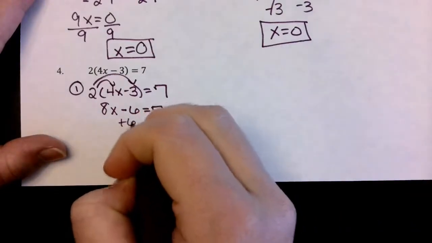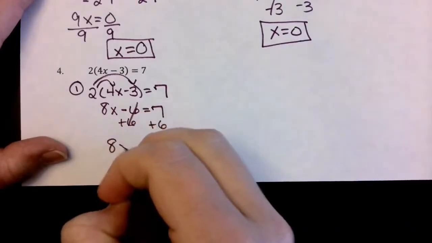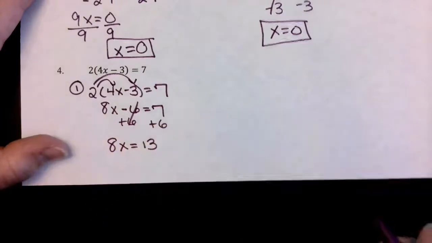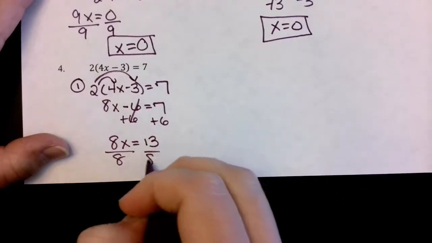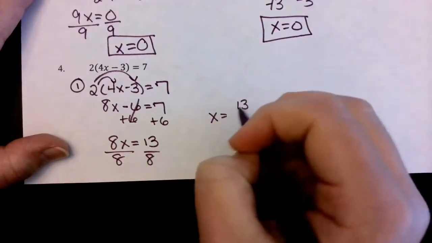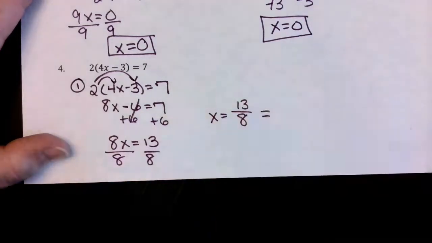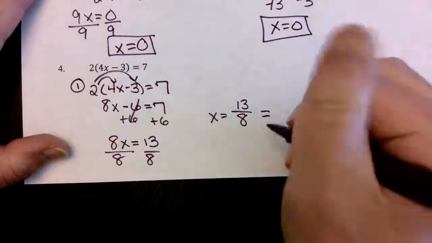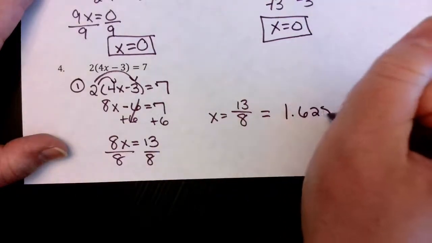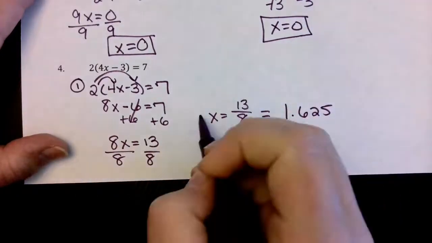Now I add 6, 8x equals 13, and I'm going to divide both sides by 8. x equals 13 over 8. You plug it into your calculator, you get 1.625. Always make sure it's a simplified fraction.